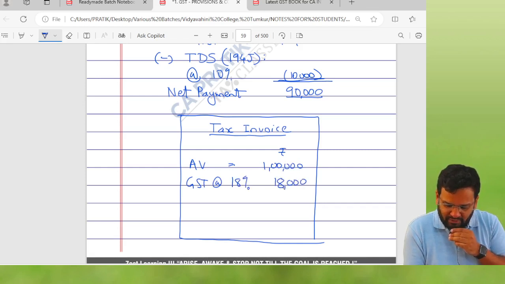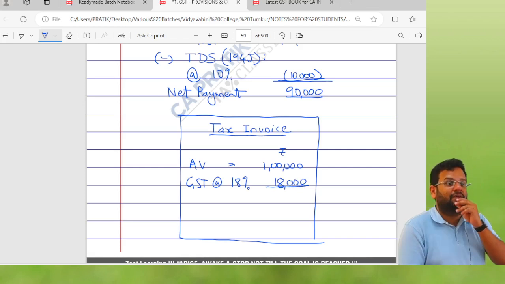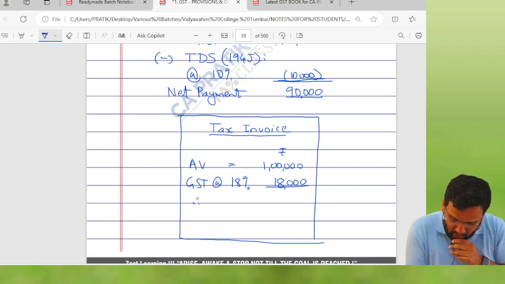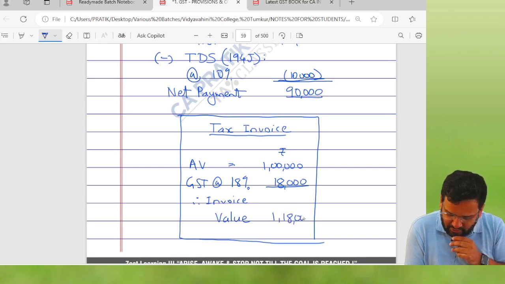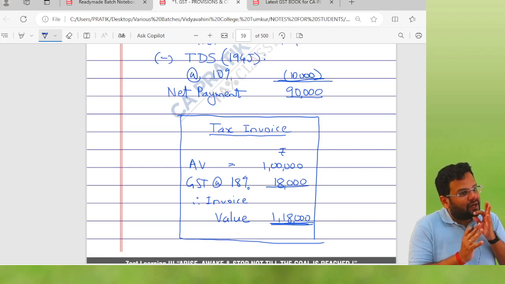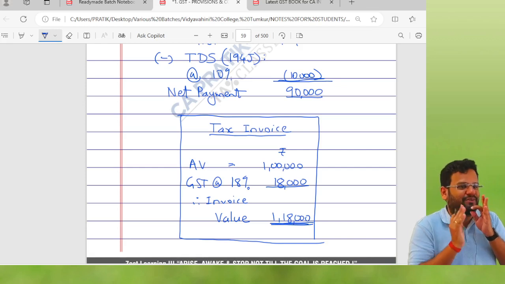See how obvious it is. You have to keep on answering. What is the GST amount? 18,000. So what is therefore the invoice value? 1 lakh 18,000. Agreed, na? As a supplier, I was supposed to get 1 lakh 18,000.